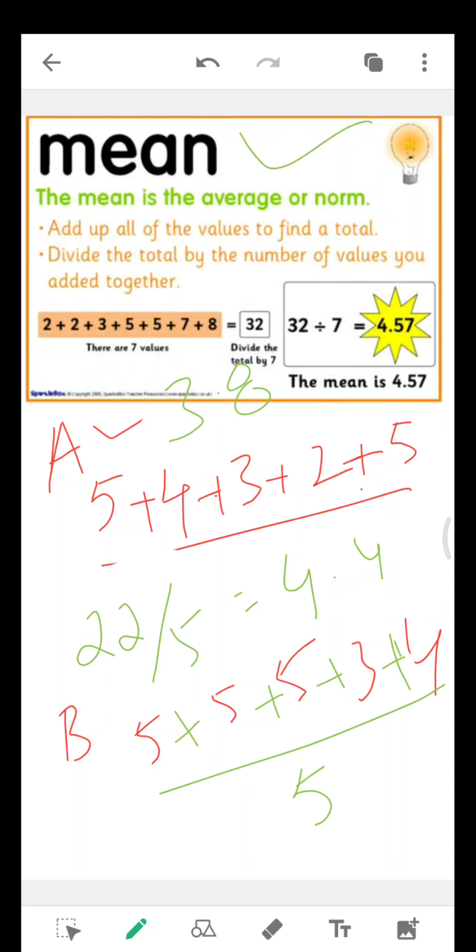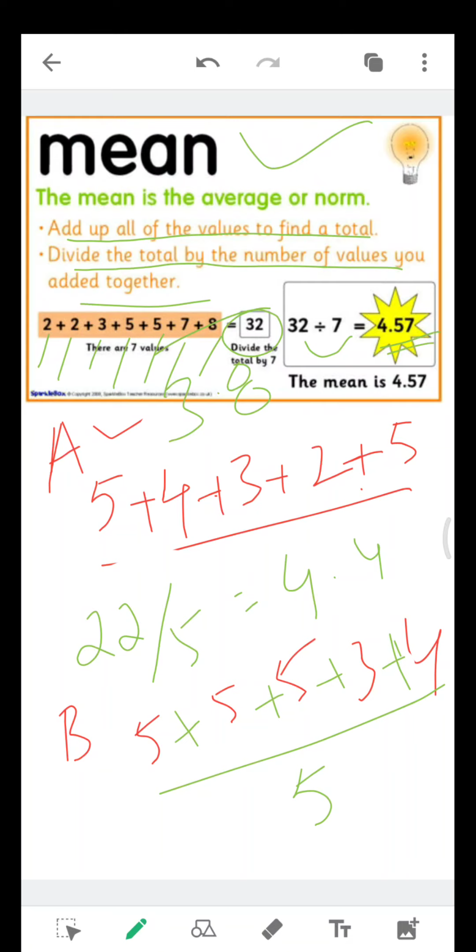What do we do in the first step? Add up all the values, then divide the total by the number of values you added together. So how many values are we adding? 1, 2, 3, 4, 5, 6, 7 values. The sum of all this is 32. I'll divide by 7, I'll get 4.57. So 4.57 is the mean value, the average value of this data.